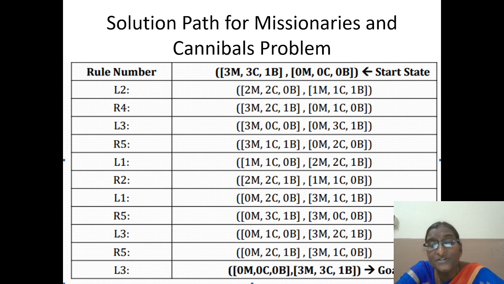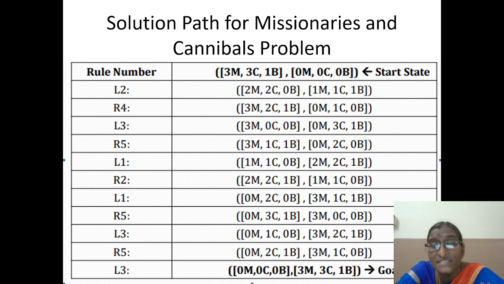Again, from the right bank, we need to move something. We are trying to move one cannibal. When one cannibal is moved, the left side becomes 2C. Again, in the next step, we can apply L3, that is, two cannibals will be moved. If two cannibals are moved to the right bank, then we have reached our goal state.